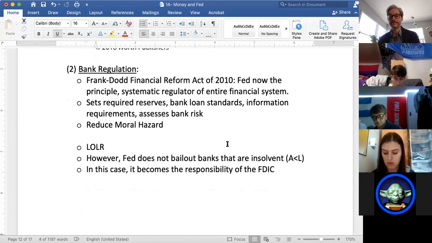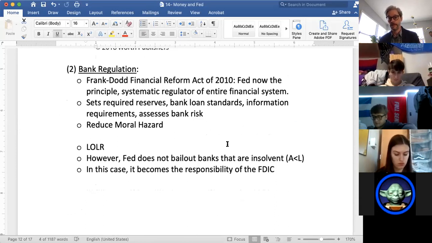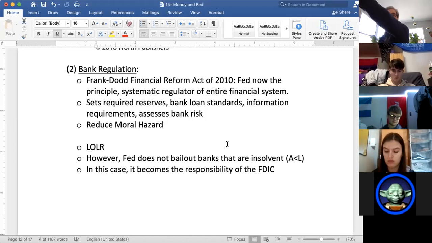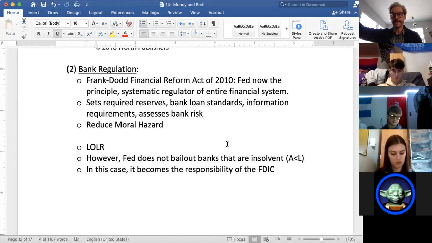Next, they serve as the regulator of banks. Central banks have always been regulators, but in modern economies, and particularly in the US economy, the Federal Reserve in particular has really seen its power of regulation increase over time. So after the global financial crisis of 2008, a big financial reform act was passed in 2010 called the Dodd-Frank Financial Reform Act.